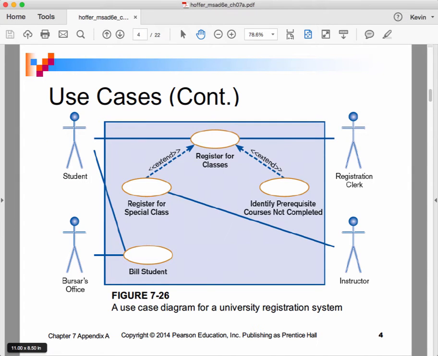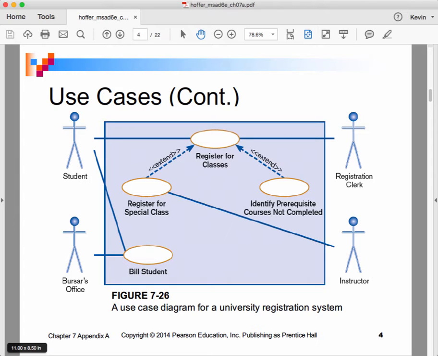Here's a picture of a use case diagram. Unfortunately for us, this one's kind of schmaltzed up with some features that we're not going to be using. Okay? So for instance, let's look at this diagram, and I'll talk about the parts that we are going to be using.